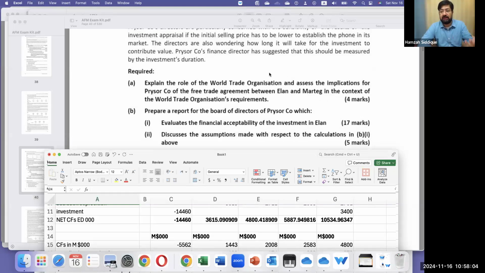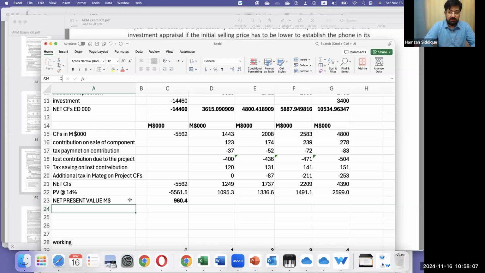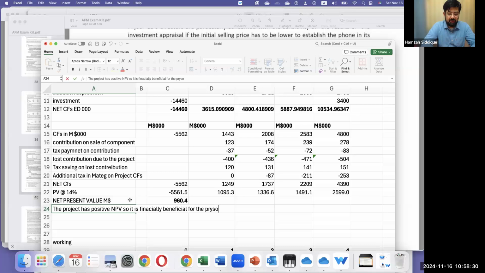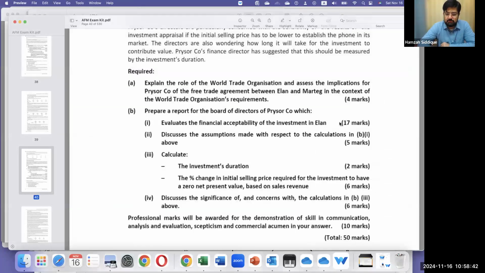Evaluate. We have to tell the decision as well. The project has positive NPV, so it is financially beneficial for the Prysor company, and it should be accepted. Done. So this 17 marks calculation is done.